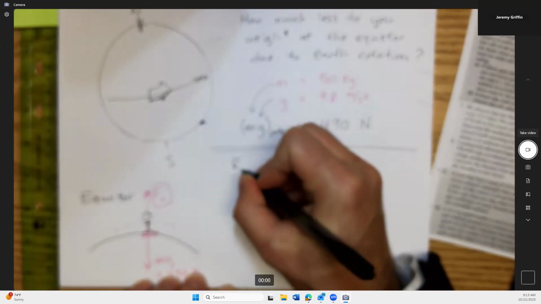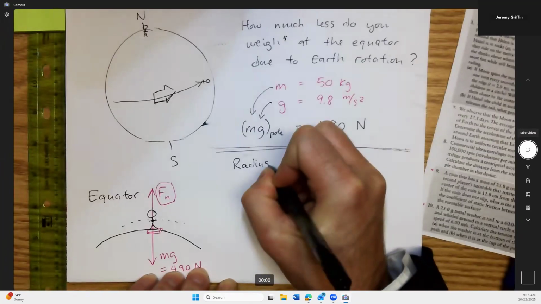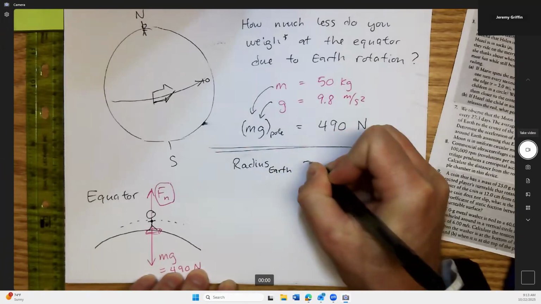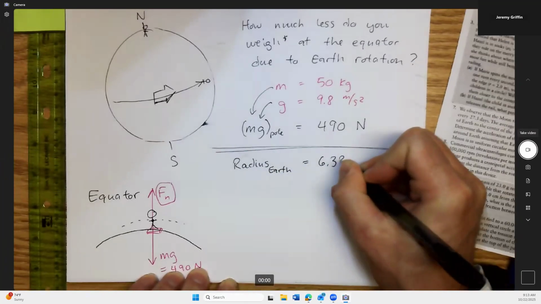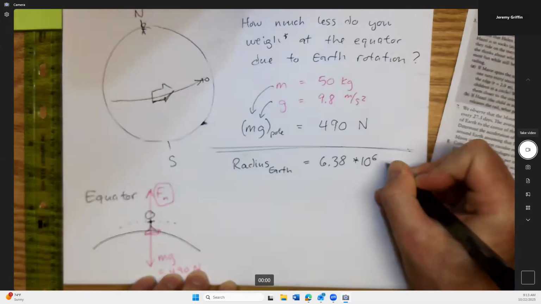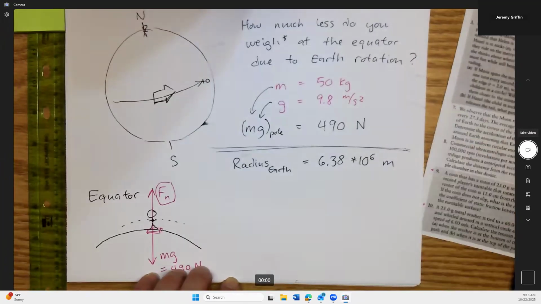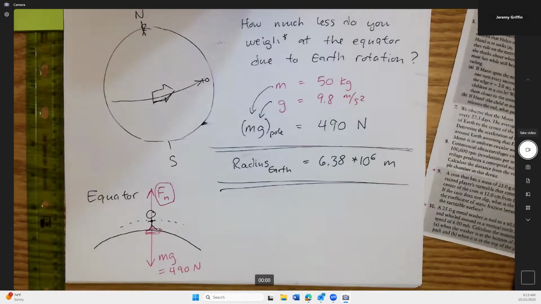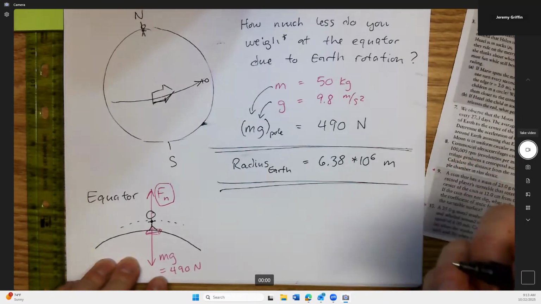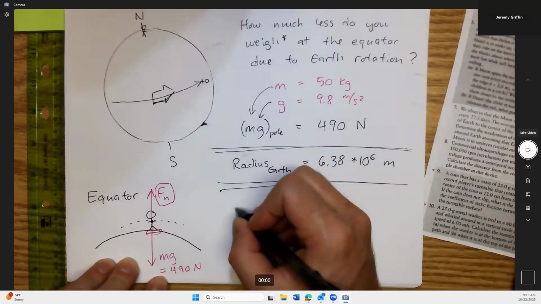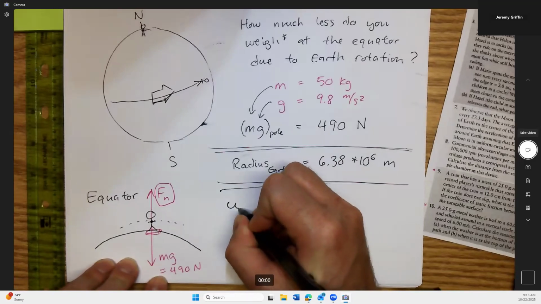So I'll give you guys the radius of the Earth: 6.38 times 10 to the 6 meters. That's like 6 million meters. Yeah, you do need that. What else can you guys think? Yeah, maybe like the speed of the Earth rotating. Oh, yeah, the speed of the Earth rotating. Let's do that too. Right, so let's go omega.